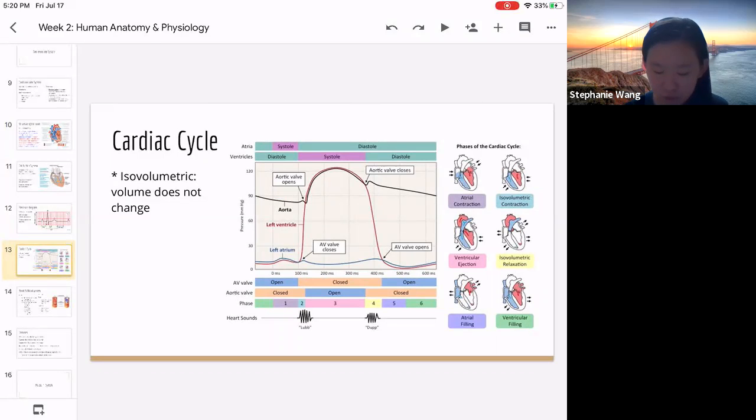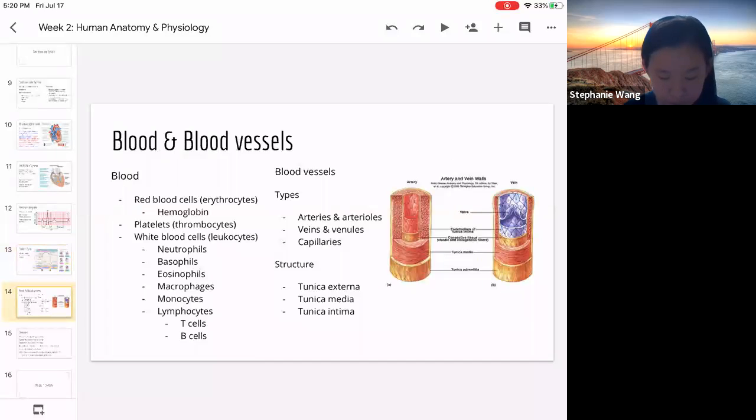But there are a lot more important things, I'm just going to give you guys an overview. Okay, any questions about this at all? Okay, I'm going to move on to blood and blood vessels, and then that will be almost the end of our cardiovascular unit, and I would be on time.